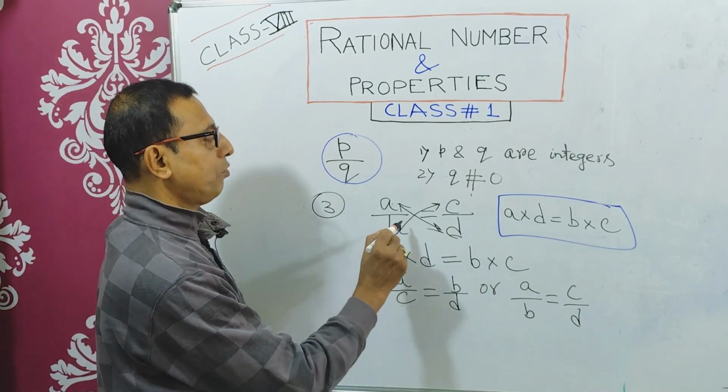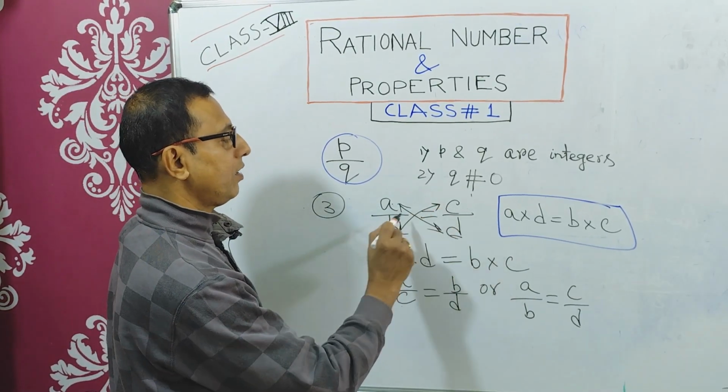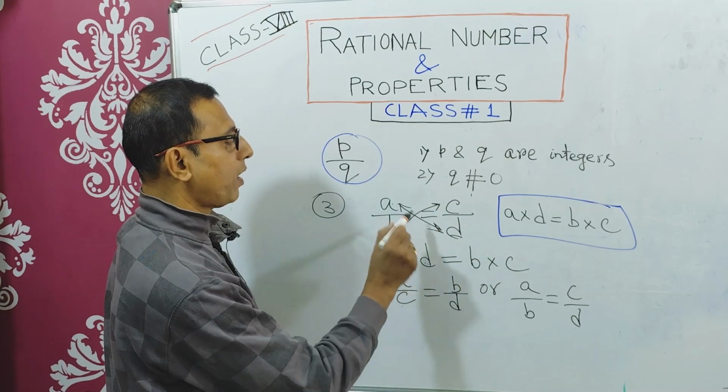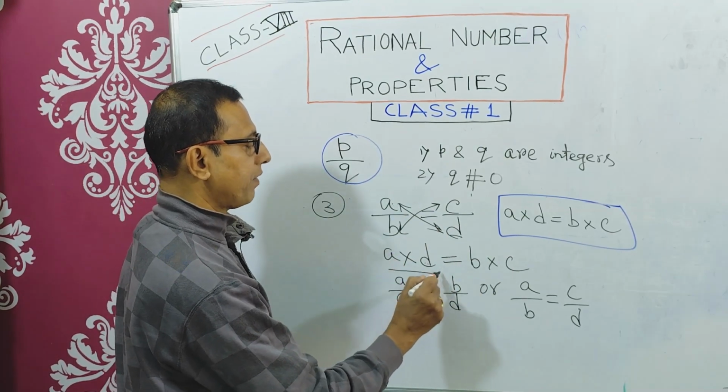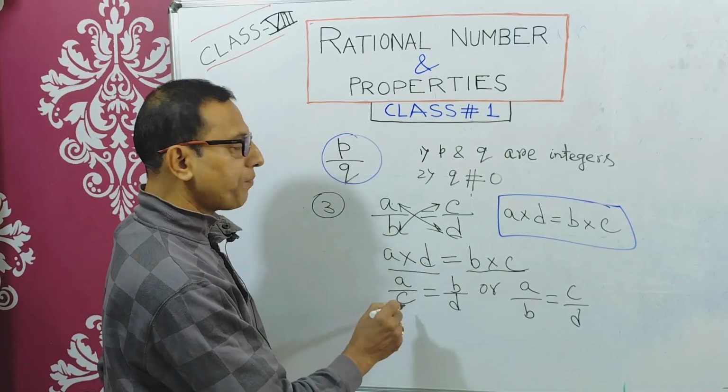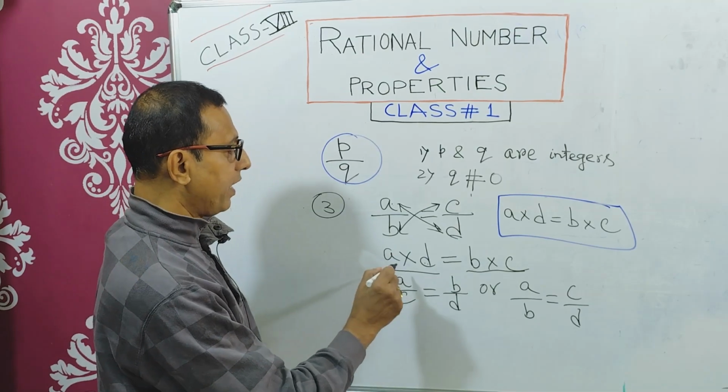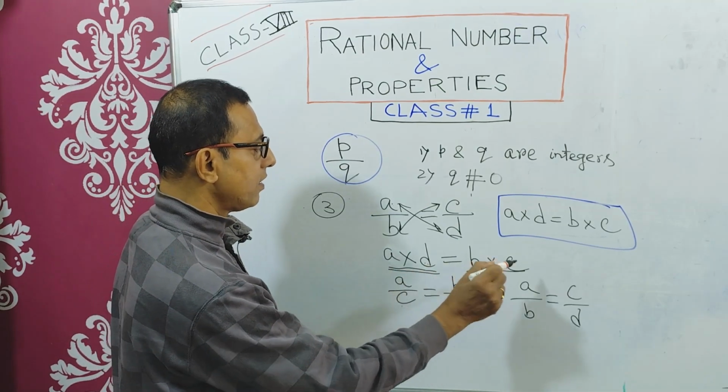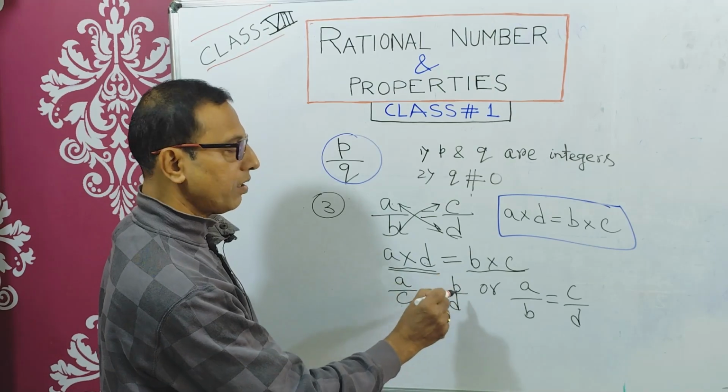So if two rational numbers are equal to each other, you can cross multiply, and that's how you can make a relationship like this. And in the other way, if the relationship is given like this, then you can write it in this manner.